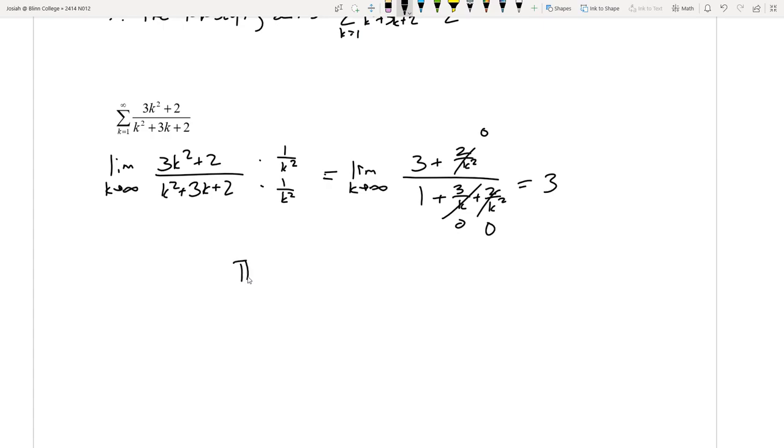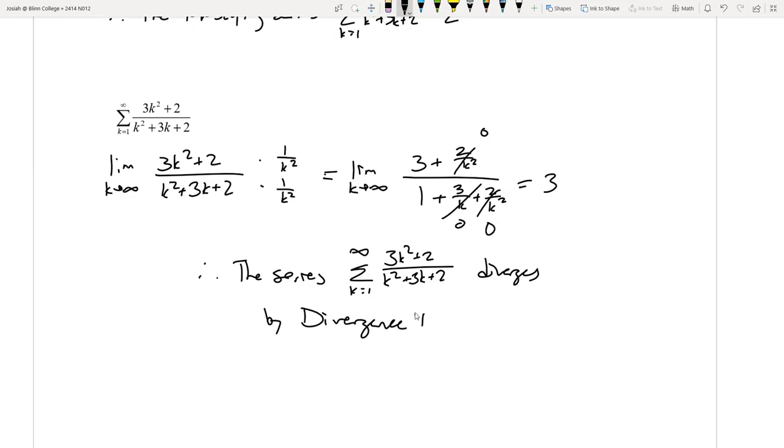And so the series, k equals 1 to infinity 3k squared plus 2 over k squared plus 3k plus 2 diverges by the divergence test. So always be on the lookout for that.